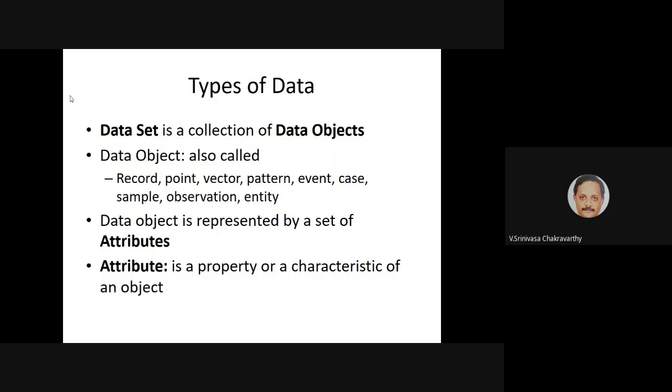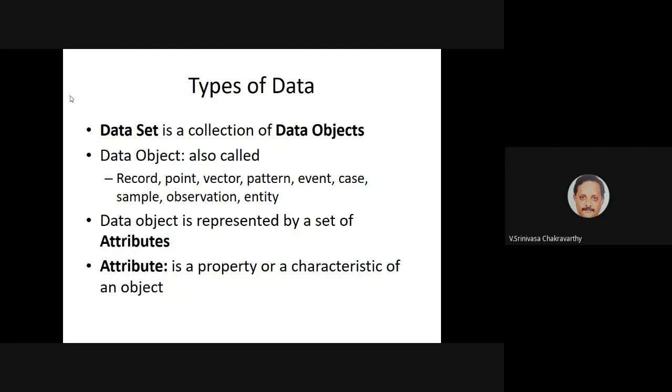And a data object also goes by different names in different domains. If you're looking at a spreadsheet or a database, for example, your mark list, which you fill in an Excel sheet, each row will have your roll number, your name, and then marks in quiz 1, quiz 2, etc. So that whole row is a record. That's the terminology from the database and spreadsheet domain.